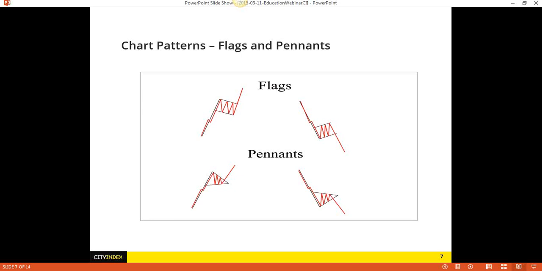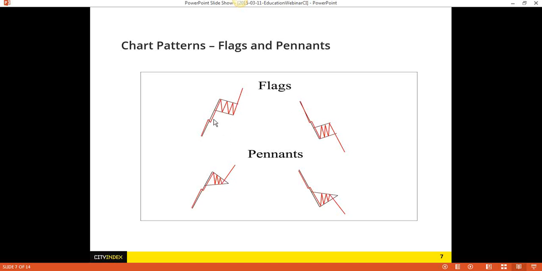Not right now in the indices, but you see this on stock charts all the time, on commodities, all over the place. These are extremely useful patterns. You have the flagpole, which represents the prior trend, and then the flag part or the pennant part, which represents the consolidation or the pullback. In this case, it's a slight pullback and a consolidation. Then all you're looking for is the breakout in the direction of the trend.